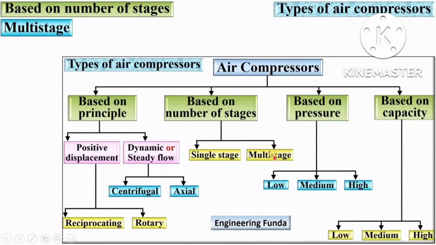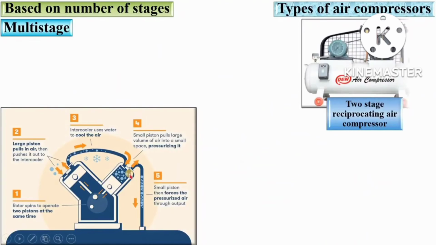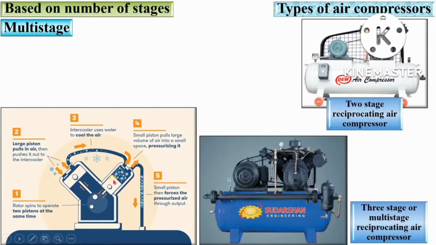Now next one, multi-stage air compressor. Here you can see two cylinders are there. That's why it is called a multi-stage air compressor. In this figure also you can see a multi-stage air compressor. In this figure you can see a two-stage air compressor. Here this is the three-stage air compressor.